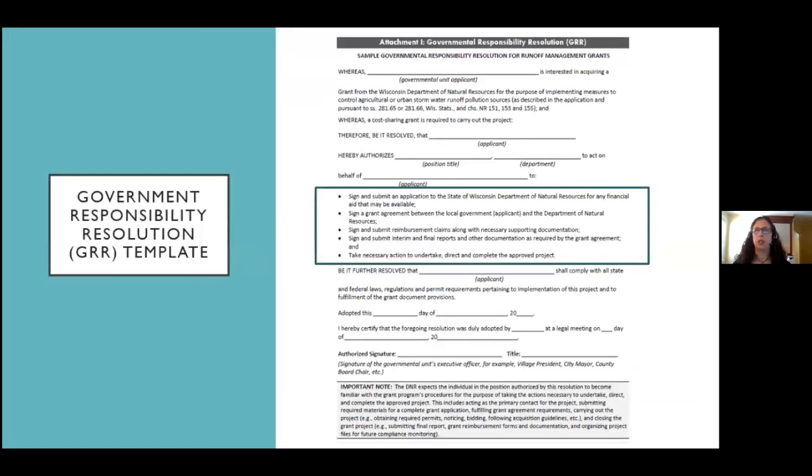So this slide shows the GRR template to be used by the grantee in establishing their ARGO. The GRR must include language in this blue box. Pay special attention to the required bullets. Some applicants prefer using their own format for the GRR, and that doesn't matter, but just make sure that the content is in there that needs to be.